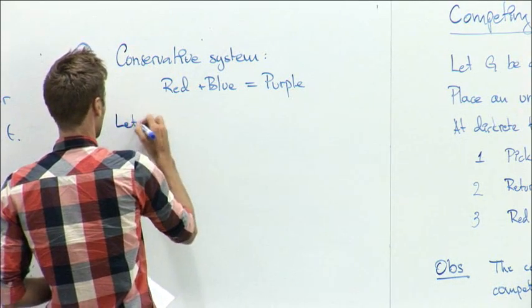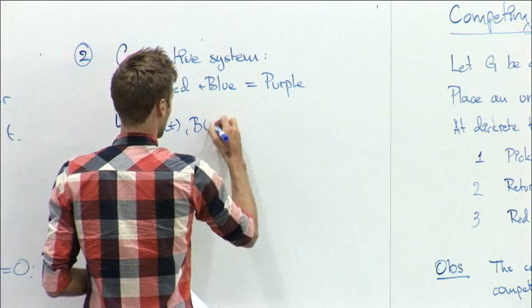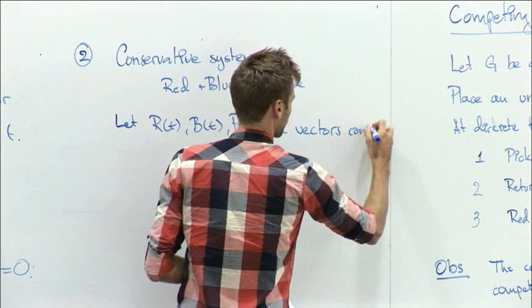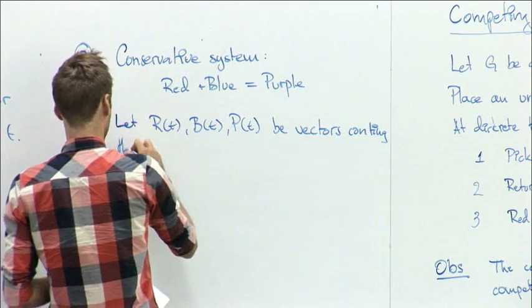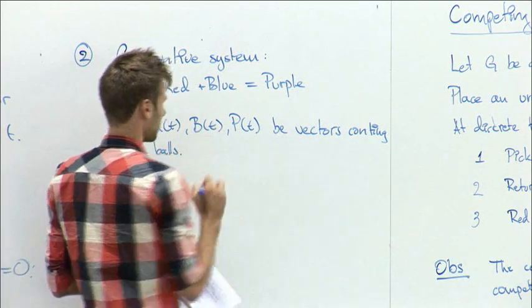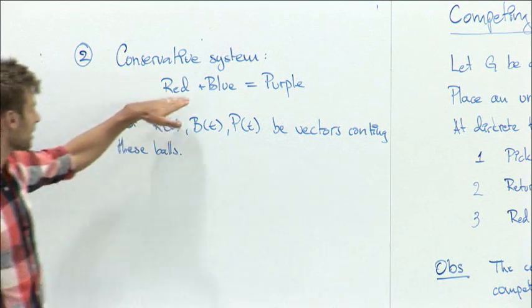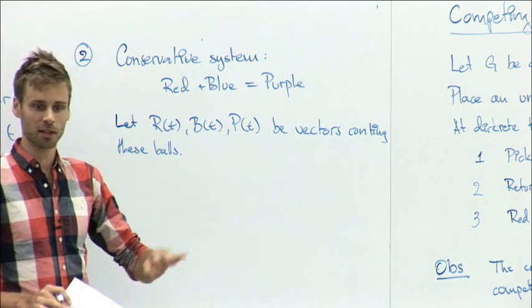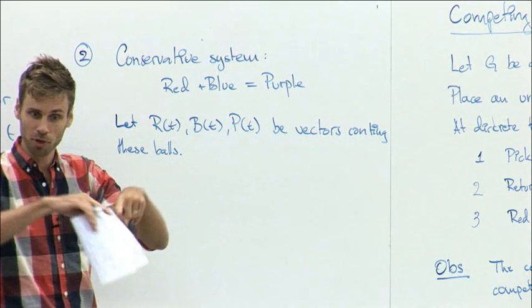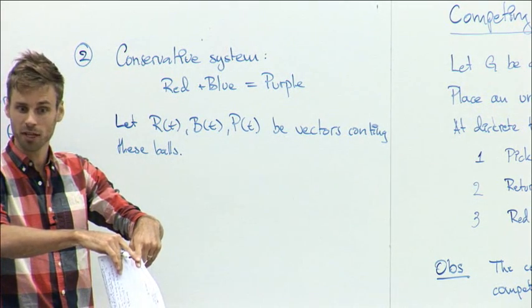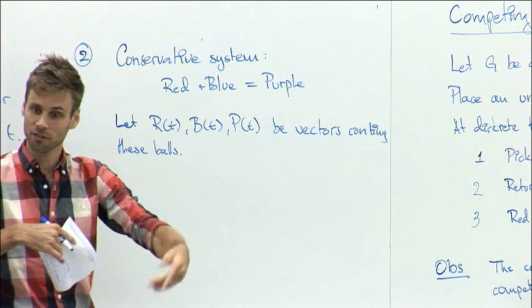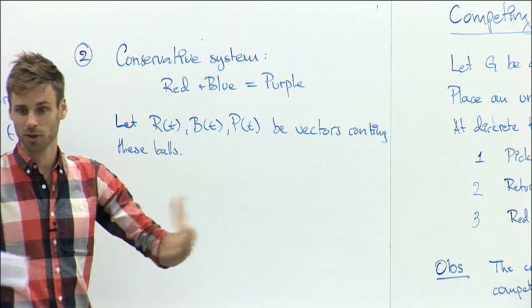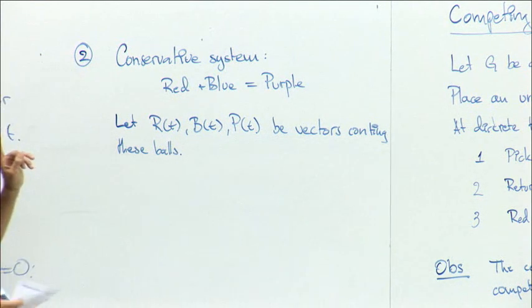Okay, so let R of t, B of t, and P of t be vectors counting these balls. Instead of annihilating the red and blue, I still keep them in the system, but as purple balls. And purple, I didn't say, purple do not interact with red and blue. So once two balls merge to form a purple ball, they will not interact more with the remaining balls in the system. They will continue to give descendants according to their now common Poisson clock, but they will not interact with the red and blue balls in the system.